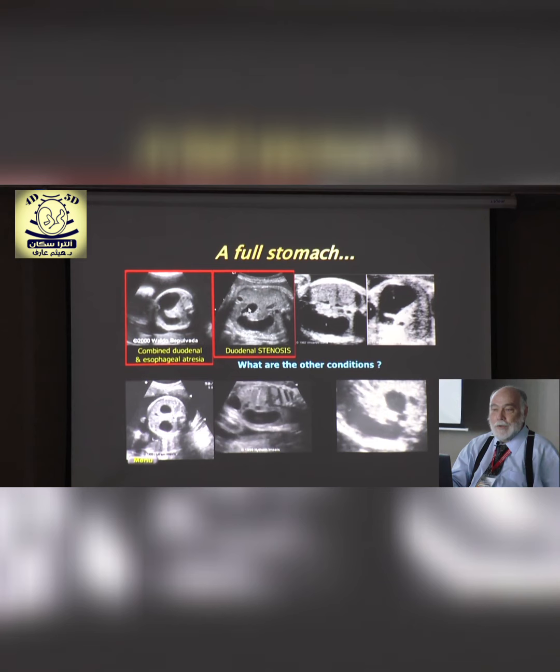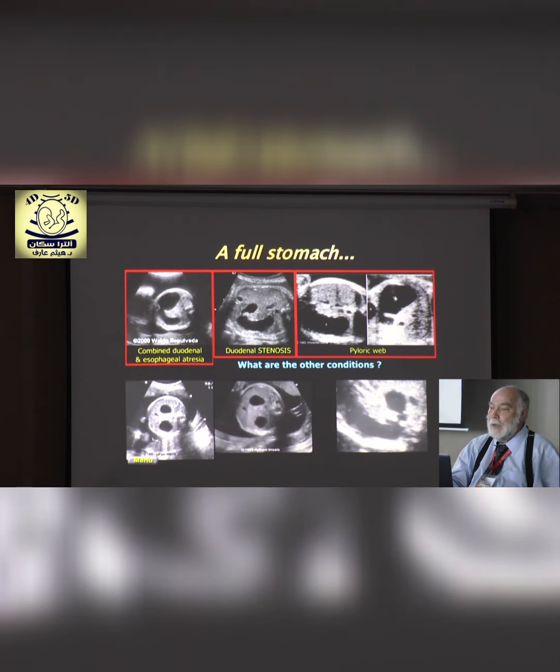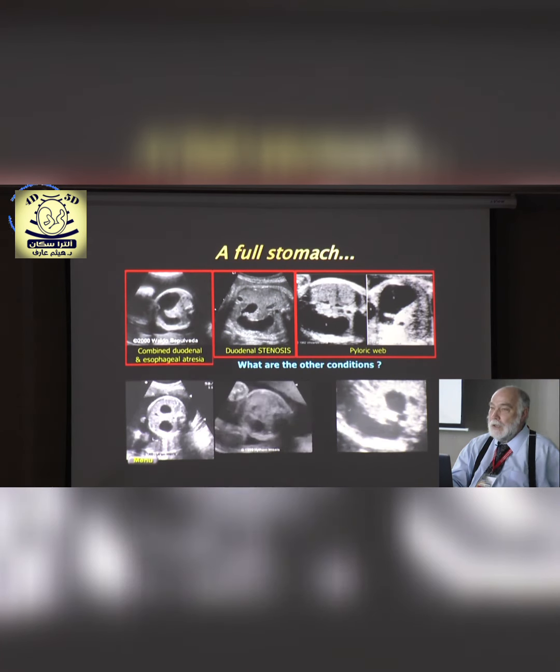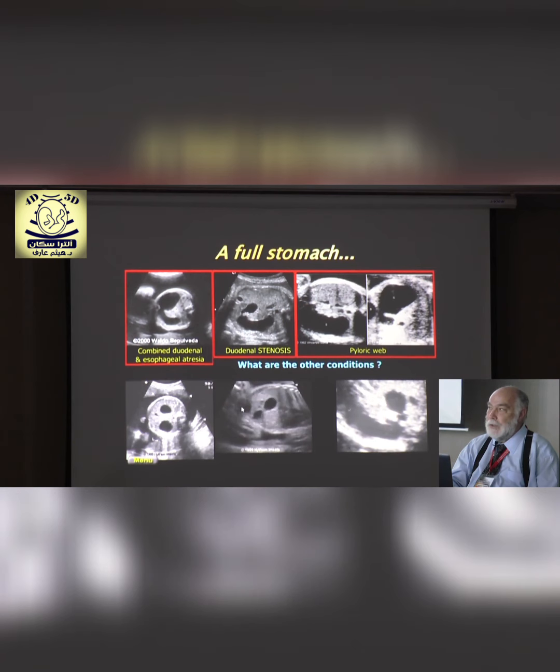This is an obstruction of the duodenum, but it's not a complete obstruction, so that fluid can pass. This is a different thing. Here, this is a pyloric web. This is a peristaltic wave going through the stomach. Now, this baby here has something very interesting. It looks exactly like duodenal atresia. It's almost the same thing, but it's a different etiology.